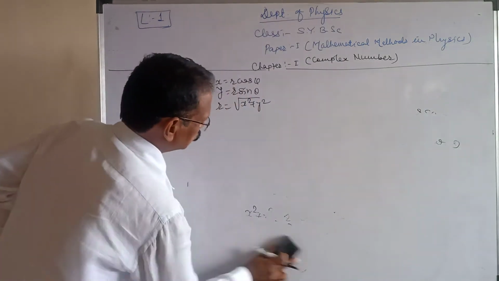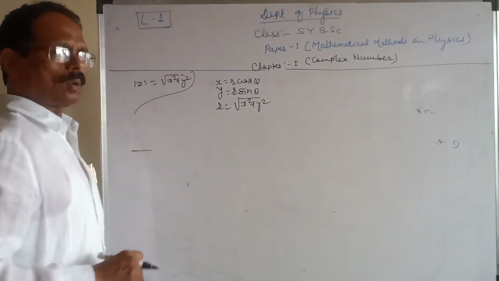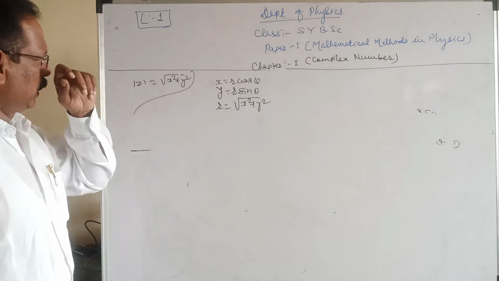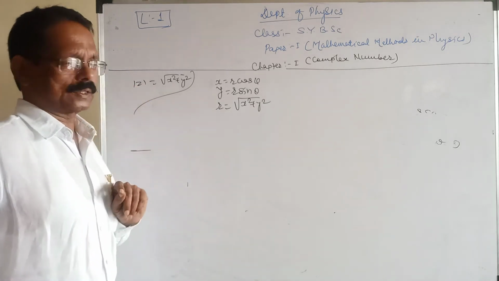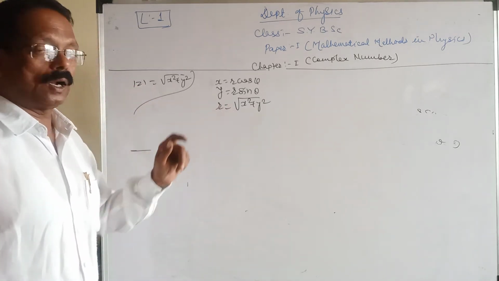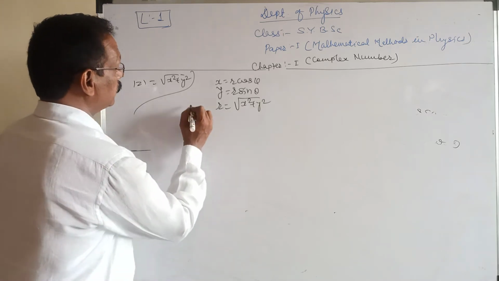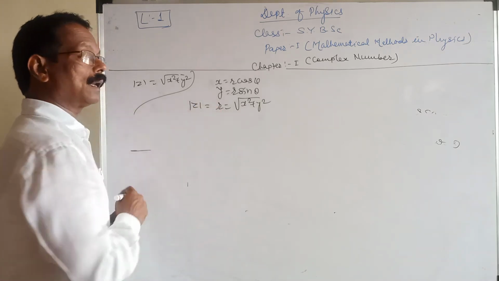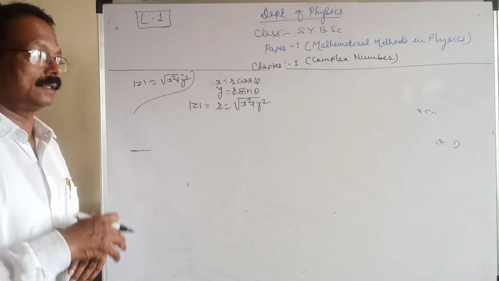Now tell me, from this modulus we get mod of z is equal to under root x square plus y square, and r is equal to under root x square plus y square. So can we write it this way? Mod of z is equal to r is equal to under root x square plus y square. Yes, it is correct.